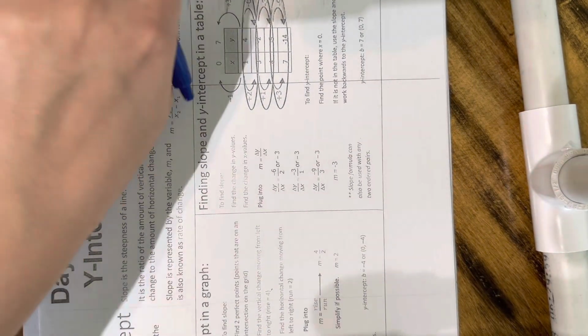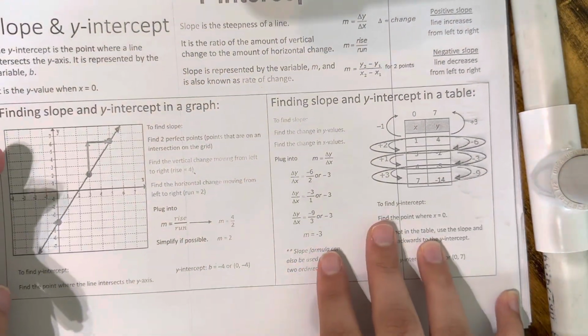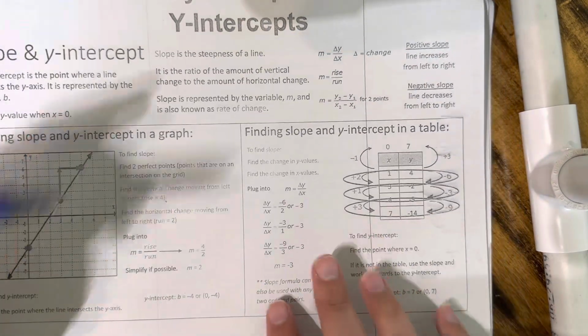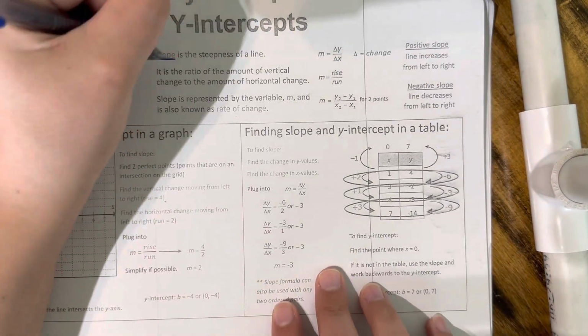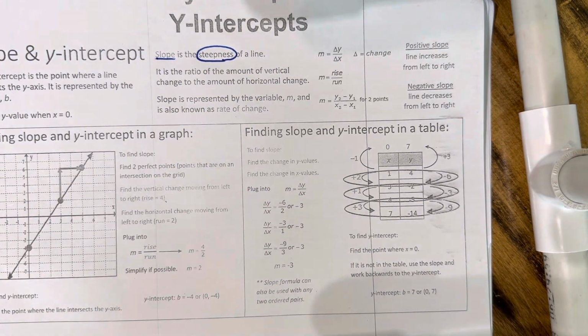So now, today, we're going to be working with slope and y-intercepts. So we are on page 5 in your packet. So let's start off talking about slope. So slope is the steepness of a line. Okay, slope is the steepness of the line.